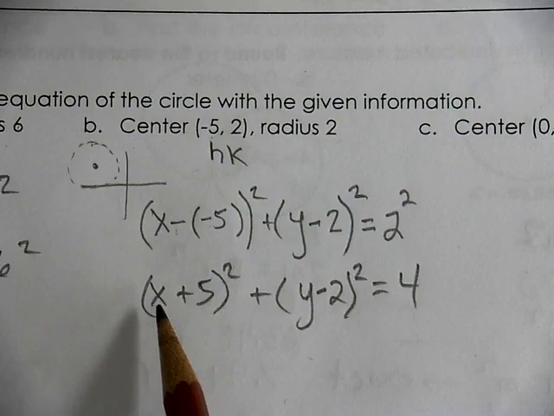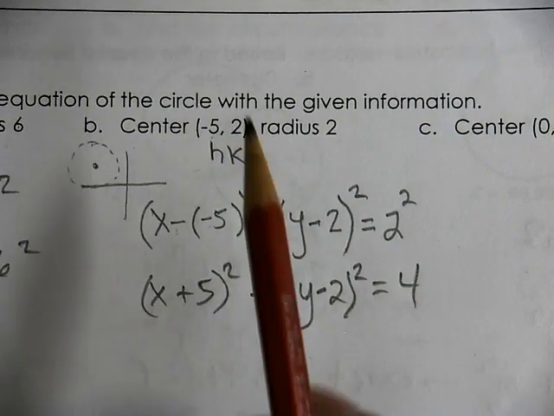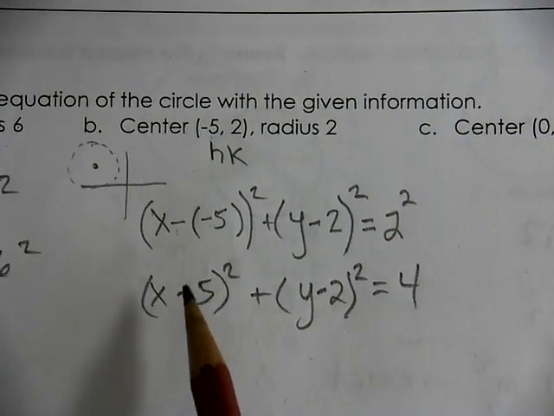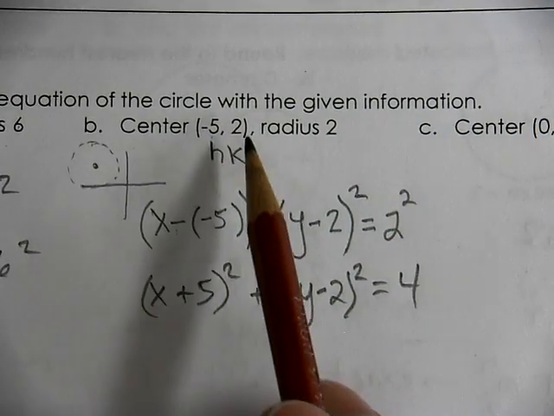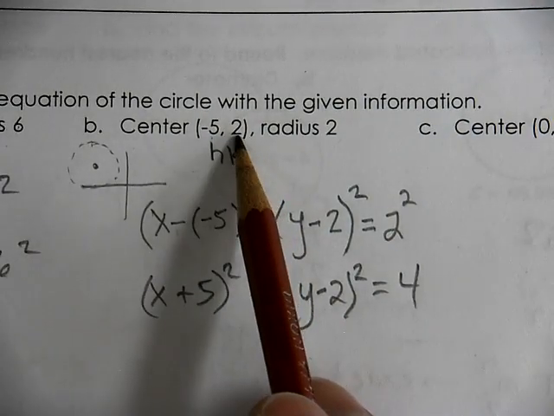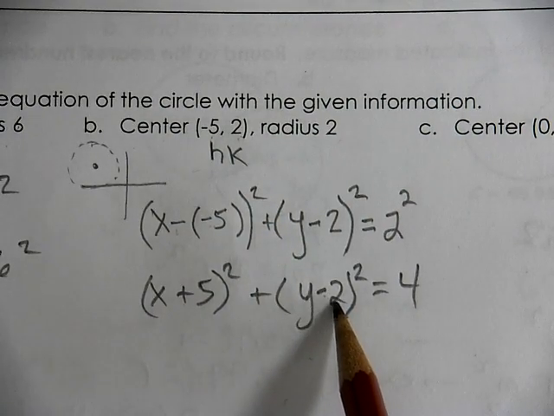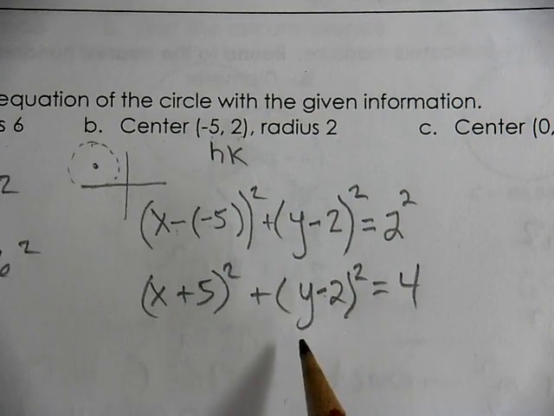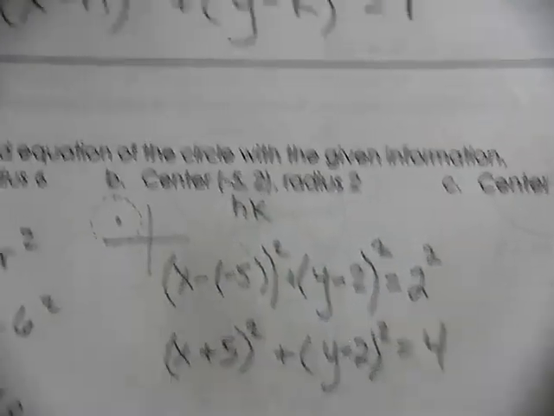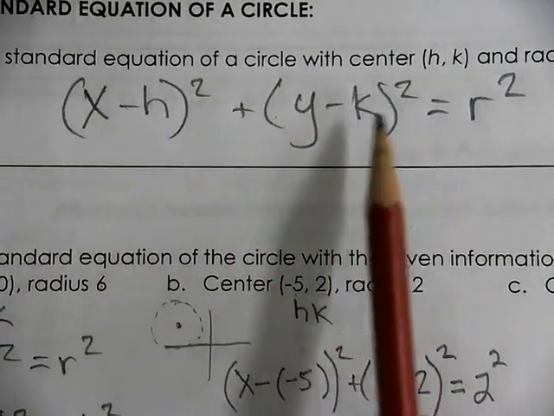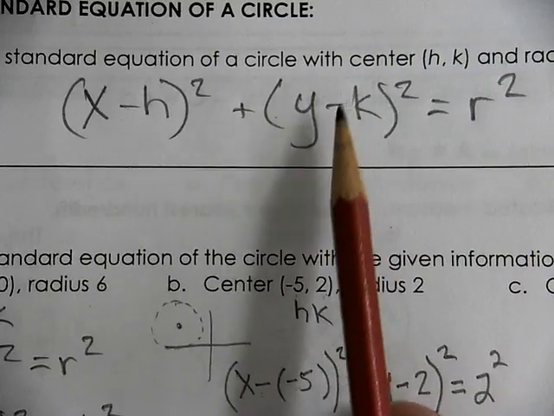Notice that the equation is x plus 5. When the graph is moved to the left 5, the equation is going to say x plus 5. When the graph is moved up 2, the equation is going to say y minus 2. It's kind of opposite of what you think. And the reason is because the formula of the equation is x minus h, so it's the opposite. Y minus k, it's the opposite.